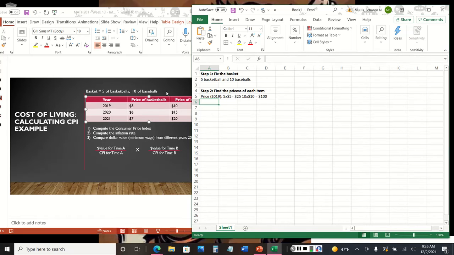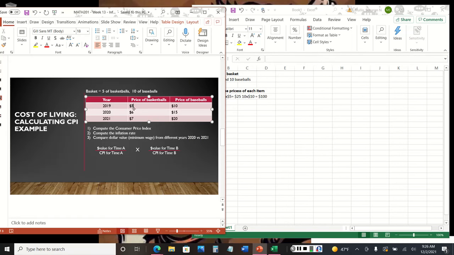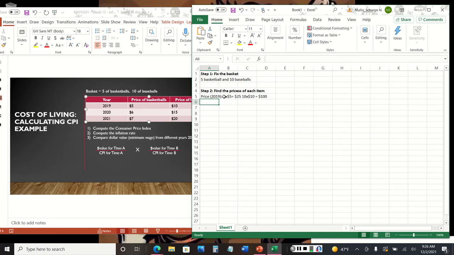We know that for 2019, the price of each item is $5 for the basketball and $10 for the baseball. Actually, I just moved on to step three, which is to compute the basket. So let me change this to step three. I'll move the step ahead.